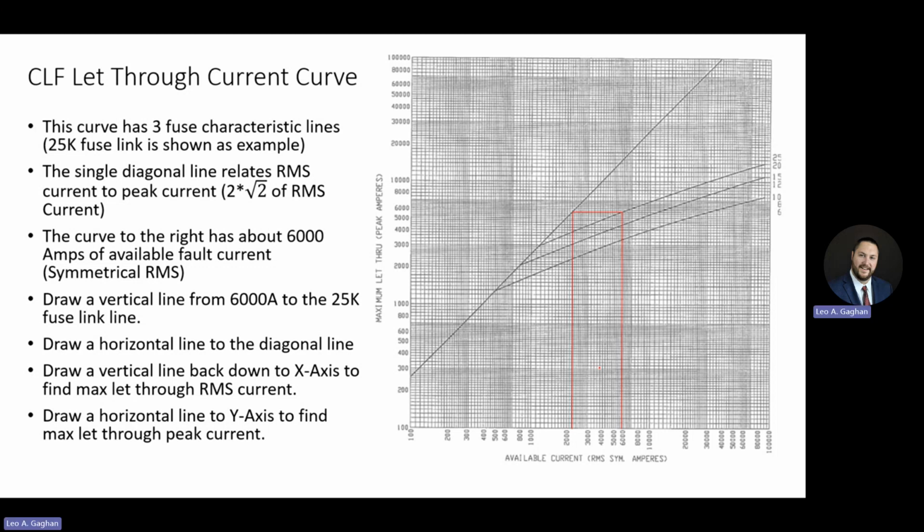So you can see on the bottom, we have an RMS value. On the left, we have the peak value. And those really just relate, as RMS does to peak, 2 times the square root of 2.